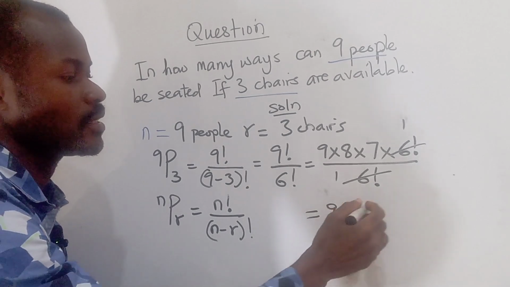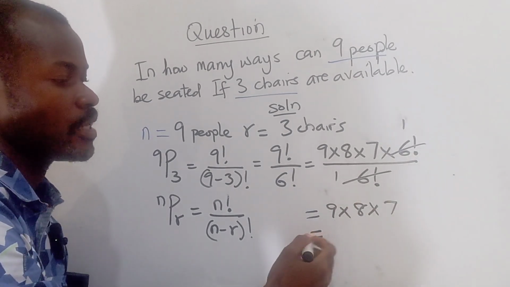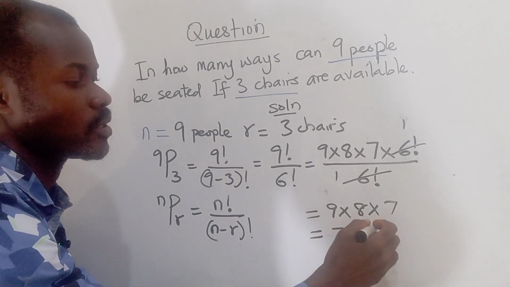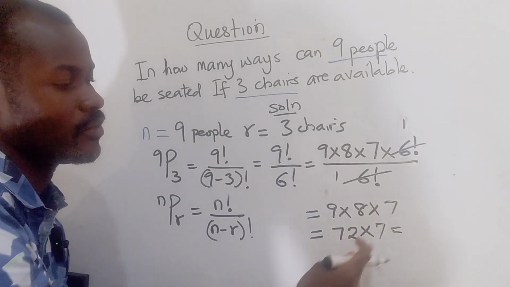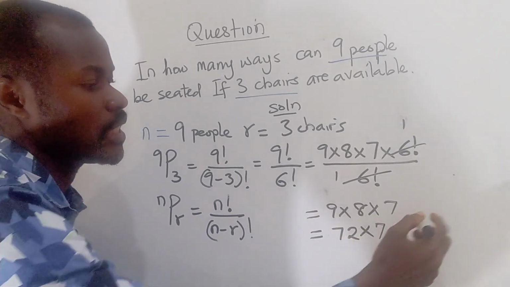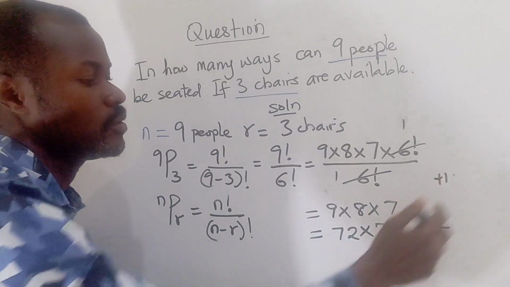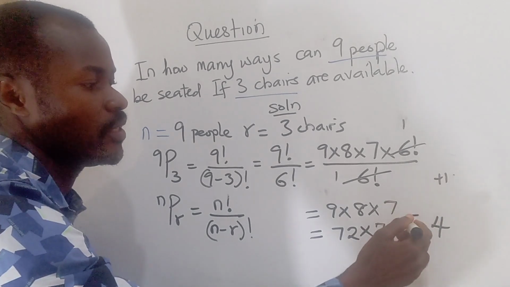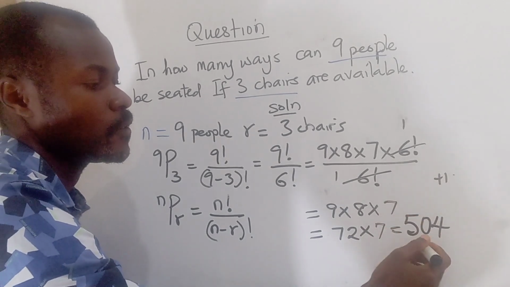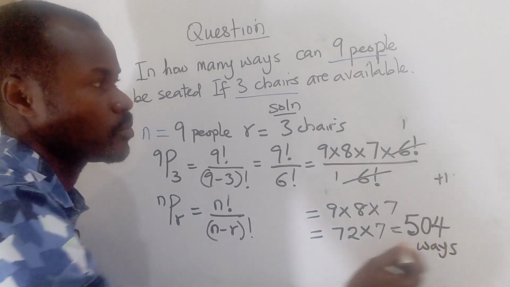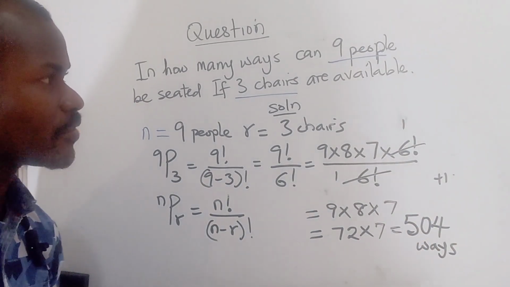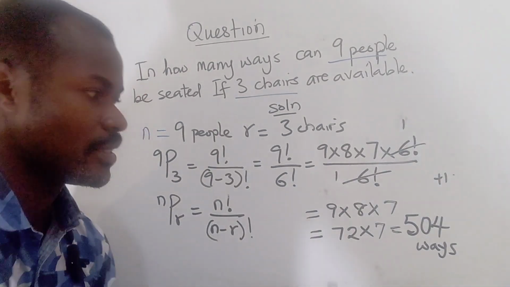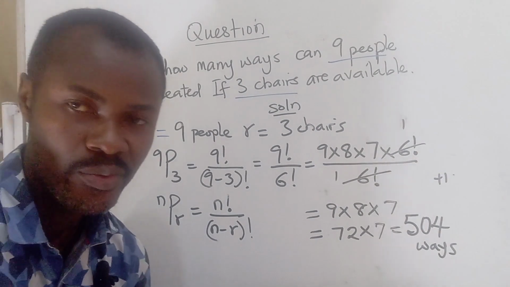And 9 times 8 is 72, times 7. Let's see what this gives us. 7 times 2 is 14, so 4 carry 1. 7 times 7 is 49, plus 1 is 50. So the number of ways to arrange 9 people seated if 3 chairs are available is 504.